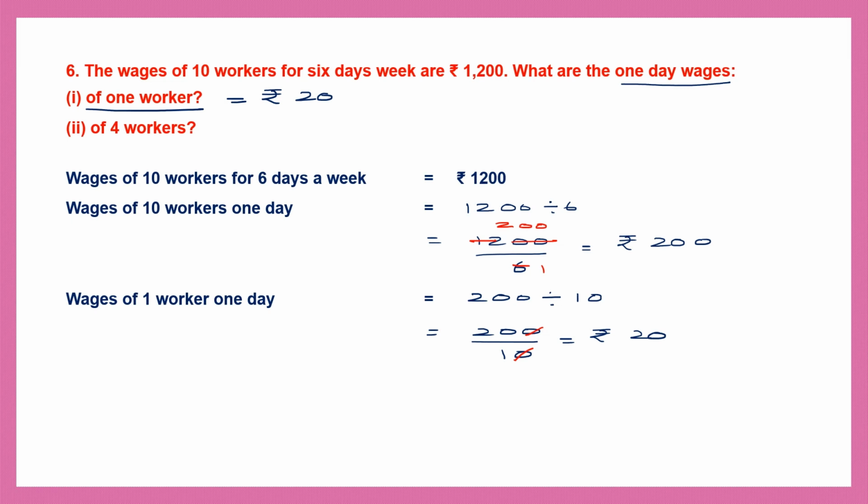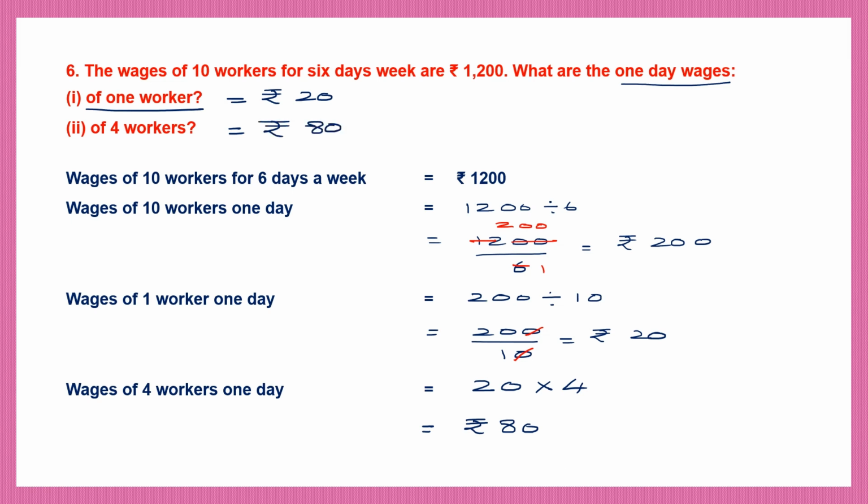Now we have to find the one-day wages of 4 workers. So the wages of 4 workers for one day will be, now for one worker it is 20 rupees. So for 4 workers it's going to be more than that. So that is multiplication, 20 into 4. 20 into 4 is 80. So that is 80 rupees. So what have we found now? We have found the one day wages of 4 workers, which is 80 rupees. So let's write it there, 80 rupees.